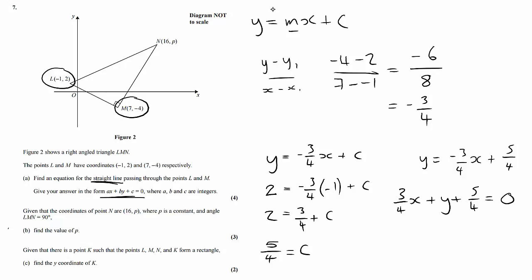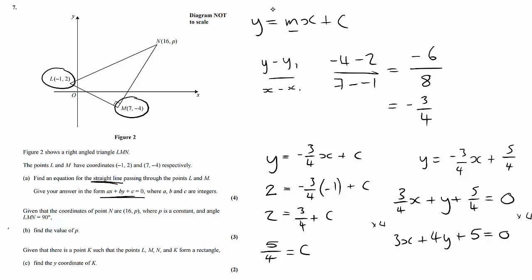Okay, and it actually says here that a, b, c are integers. At the moment, they are fractions. So if we multiply everything by 4 in this equation on both sides, we end up with 3x add 4y add 5 equals 0. Fantastic, so they're all integers, and it's in the form of ax add by add c.